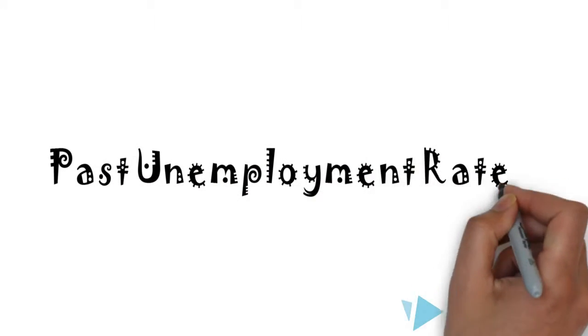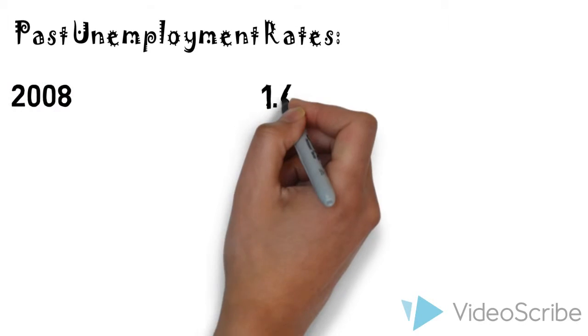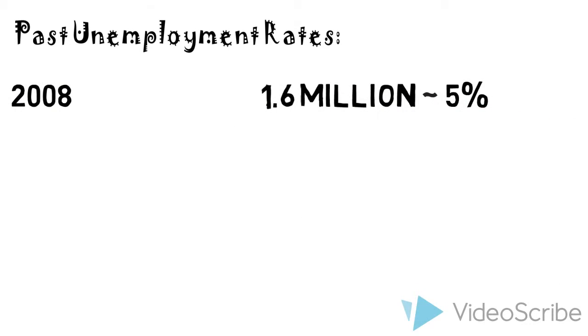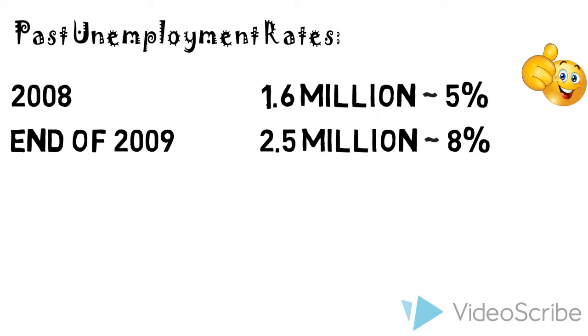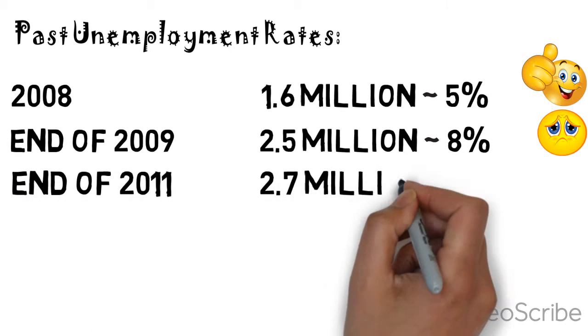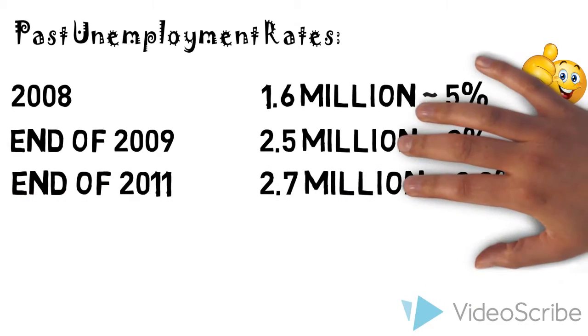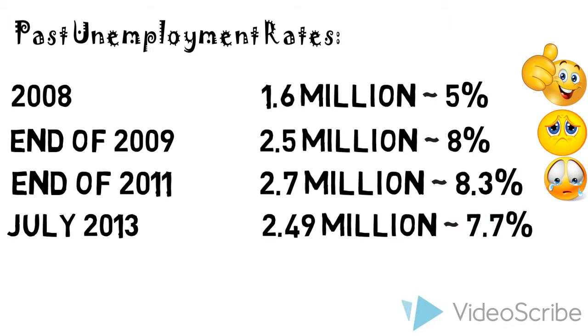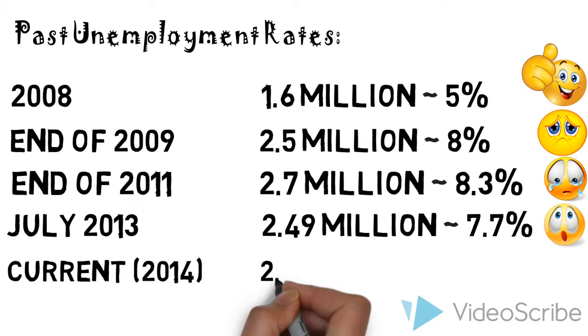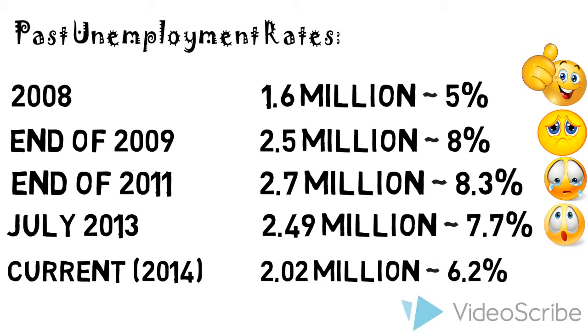Now let's take a look at the past unemployment rates. The pre-recession year of 2008 gives us 1.6 million unemployed people in the United Kingdom, which is approximately 5% of the national unemployment rate. The year of 2009, when the United Kingdom was coming out of the recession, we can observe 2.5 million people unemployed, which is 8% of the national unemployment rate. The year of 2011, which brings us the highest level in 17 years, is 8.3% of the national unemployment rate. July 2013 gives us 7.7%, and the current year 2014 gives us 6.2% of the national unemployment rate, which is the lowest level since September 2008.